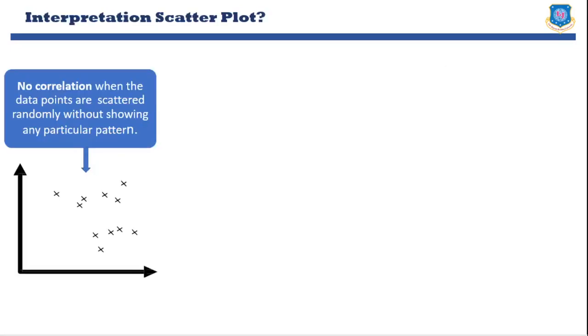Now let's discuss how to interpret the results of the scatter plot. The first type of relationship you can see between two variables is that there is no correlation between the variables. So how do you identify there is no correlation? When you find that data points are scattered randomly without showing any particular pattern, you can say that there is no correlation between the variables in the scatter plot.